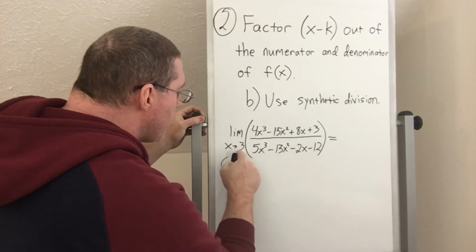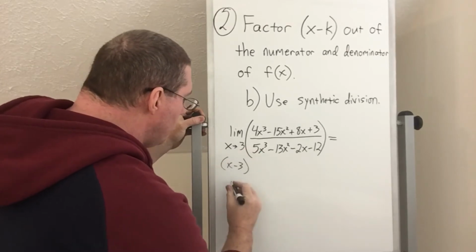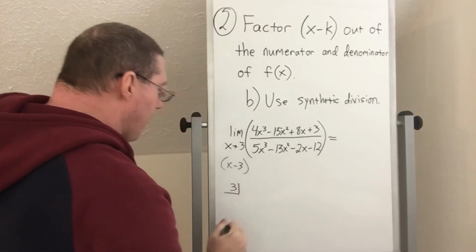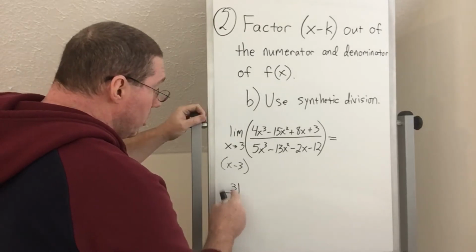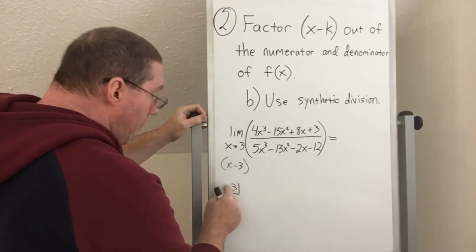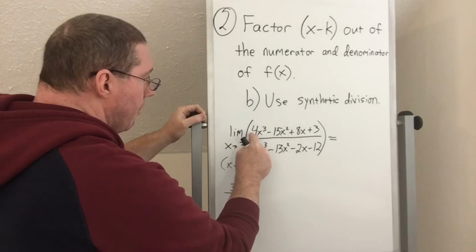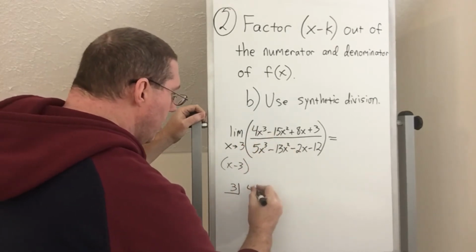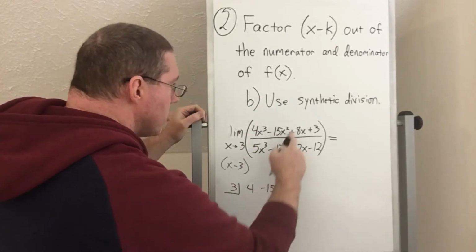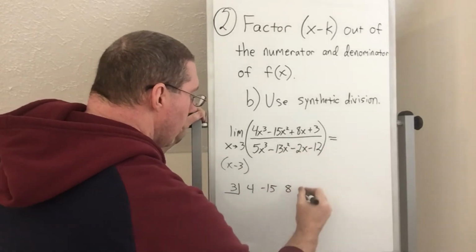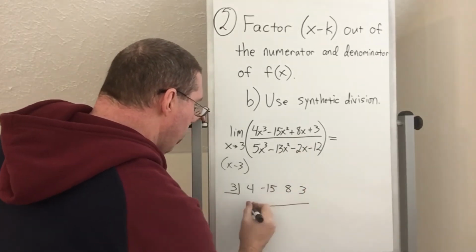So I know that the actual number that you're approaching, 3, is what goes in the half box, okay? And so to divide out x minus 3, you have to have a positive 3 in the half box. And I'm going to take my 4 and my negative 15 here. Remember, we reviewed this just a little while ago, and an 8 and a 3. I'm going to draw a line, put a 0 here.